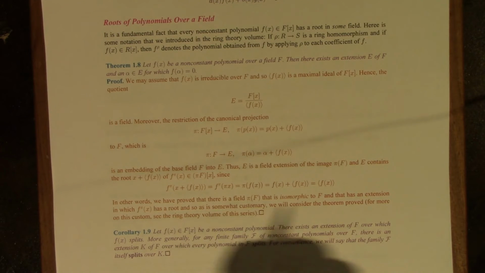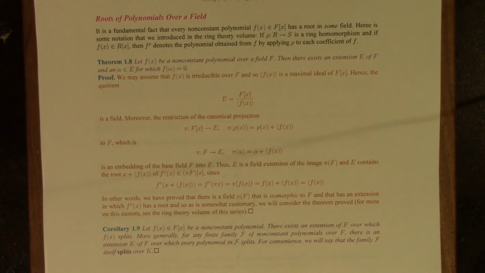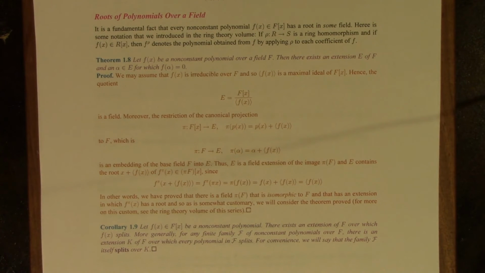Now it's customary, if you look through books on algebra, to say, well, we're done. We're done up to isomorphism, and that's good enough. Okay, so we're going to consider this theorem proved. But if it bothers you, I did explain how to avoid making this small leap in the ring theory volume. Okay.